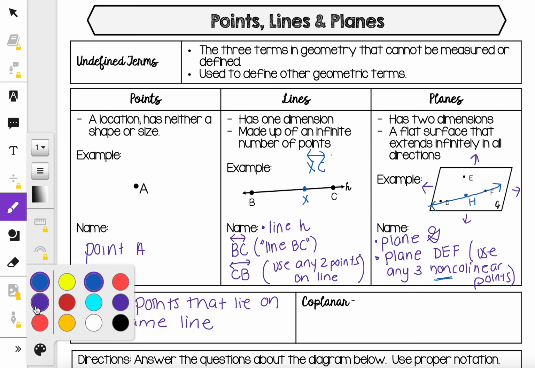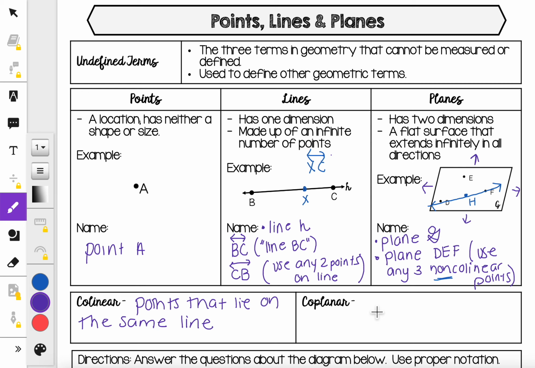Okay, coplanar would mean that just like colinear is points that lie on the same line, coplanar would be points, or you could be talking about lines or segments or rays, which we'll talk about in a little bit, any of those that lie on the same plane. Okay, so right now I'm just going to say points or lines that lie on the same plane.